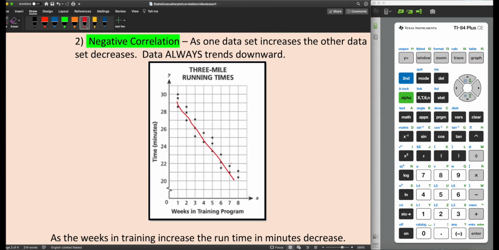Notice the ordered pairs are trending downward. That's why we call this a negative correlation. Okay? The ordered pairs are always trending downward. This is what a negative correlation will always look like.